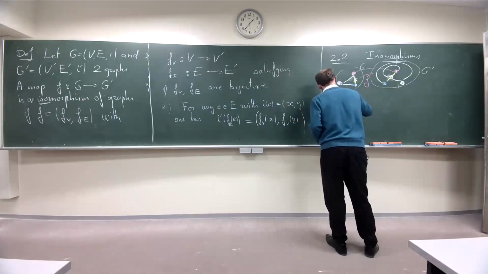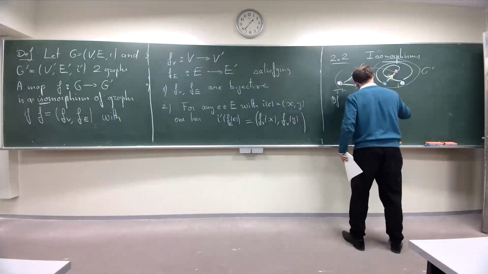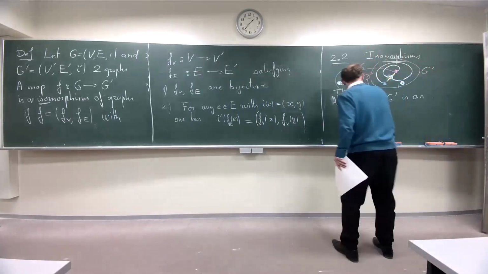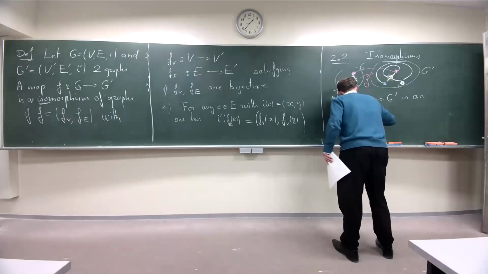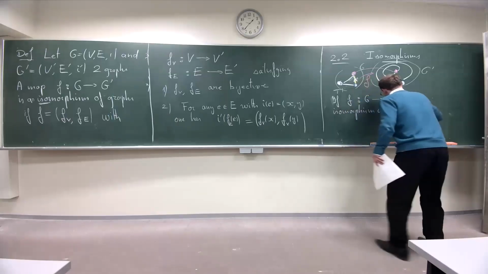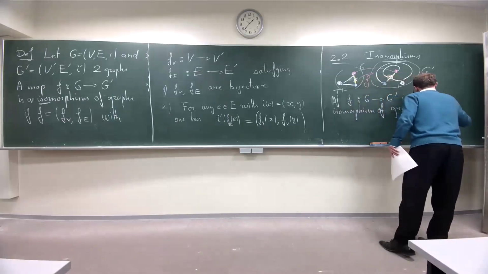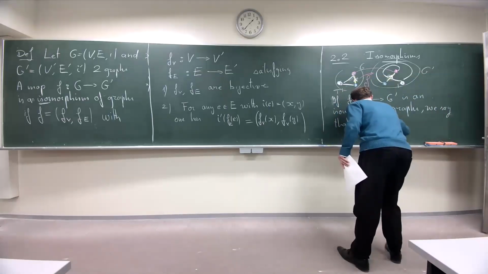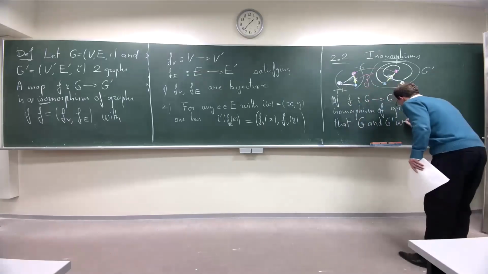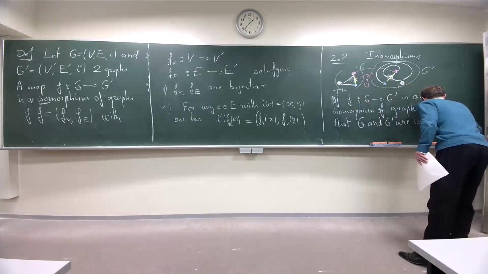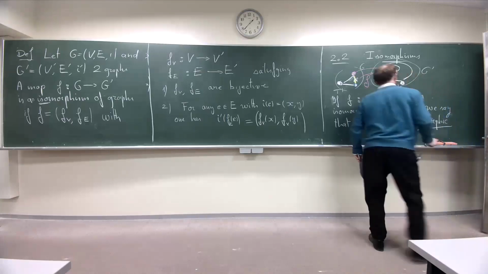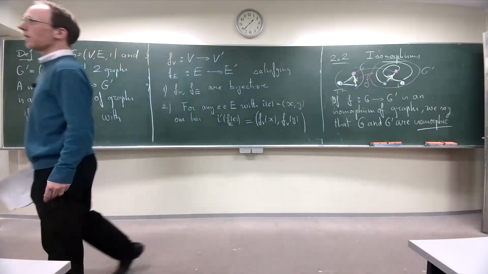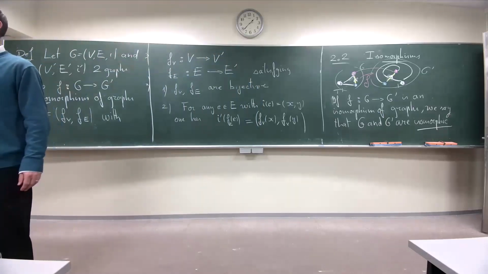If f from G to G prime is an isomorphism of graphs, we say that G and G prime are isomorphic. This is a correct notion. These two graphs are isomorphic. They contain exactly the same information, even if the picture is different. The picture is not relevant.